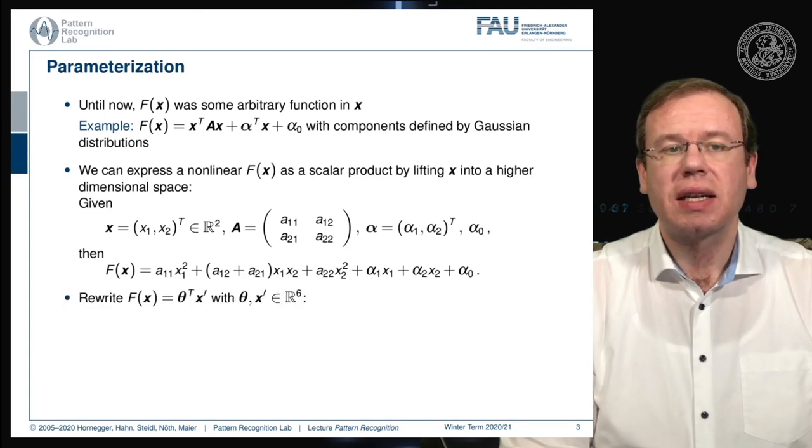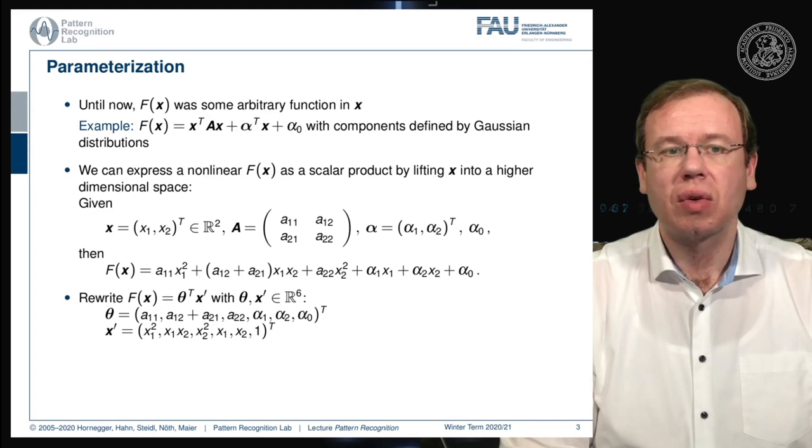So this means that we can rewrite this into a function of x prime, where x prime is lifted to a six-dimensional space. So x prime is now rewritten from x1, x2 to x1 to the power of 2, x1 x2, x2 to the power of 2, x1, x2, and 1. And if we do that, then we can rewrite the entire equation into an inner product with our parameters. And the parameter vector is now a11, a12 plus a21, a22, alpha1, alpha2, and alpha0.